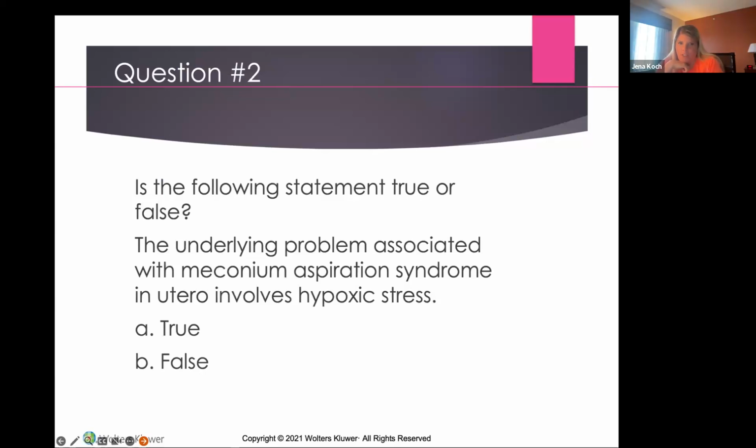So, true or false? The underlying problem associated with meconium aspiration syndrome in utero involves hypoxic stress. True. Yes, this is true.